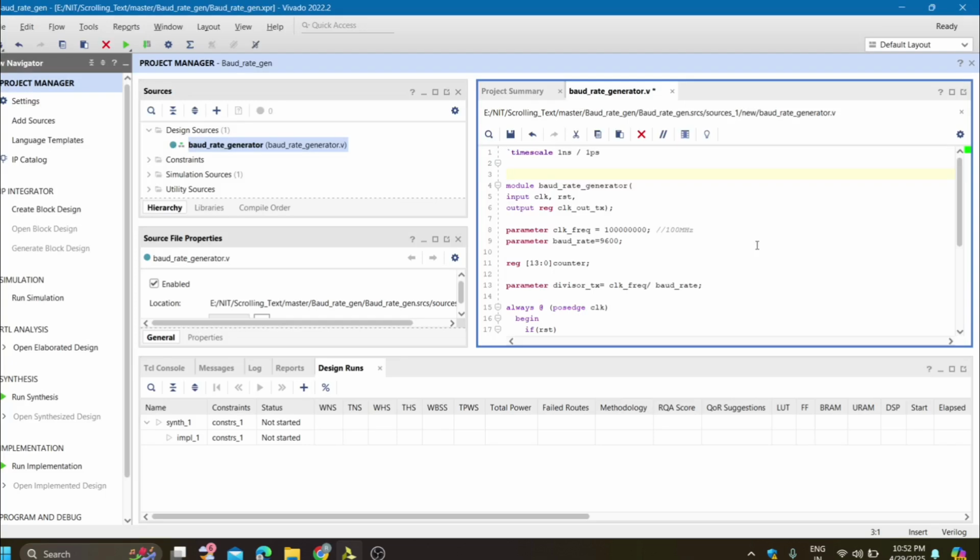Hello everyone. So this is the fifth video of our UART video lecture series, and today I am going to explain the code of the baud rate generator.